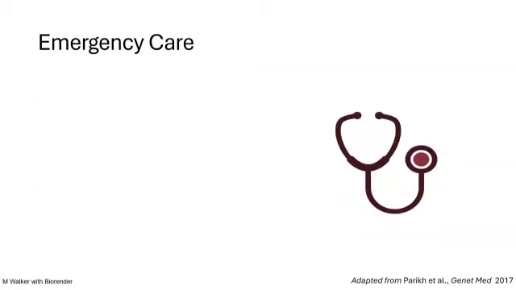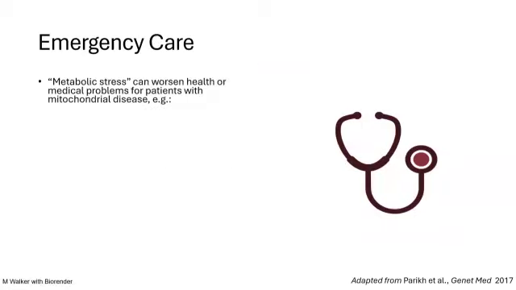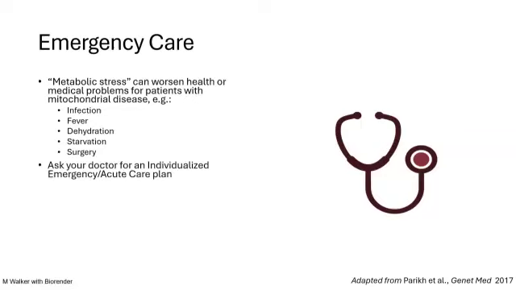So emergency care. Metabolic stress, we know, can worsen health in people who have mitochondrial disease. We talk about regressions and decompensation. And what are those metabolic stresses? Well, they include things like infection, fever, dehydration, starvation or fasting, and surgery. So any person with a mitochondrial disease should have an acute care plan.